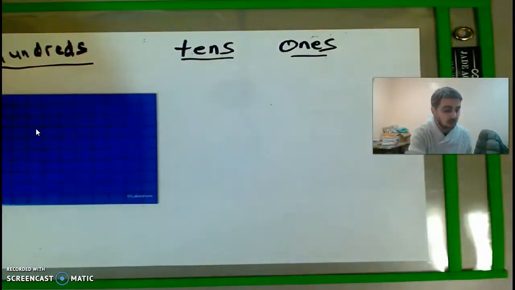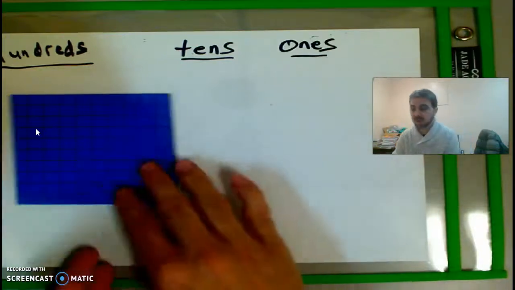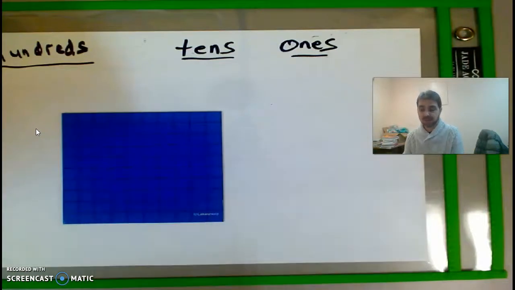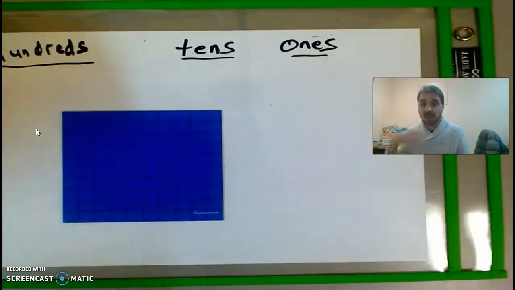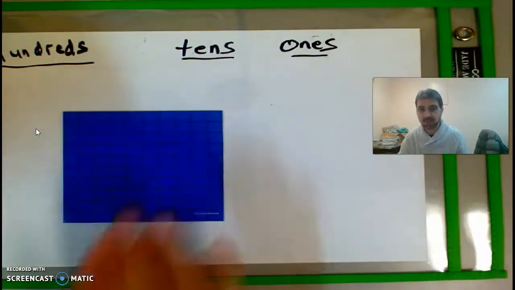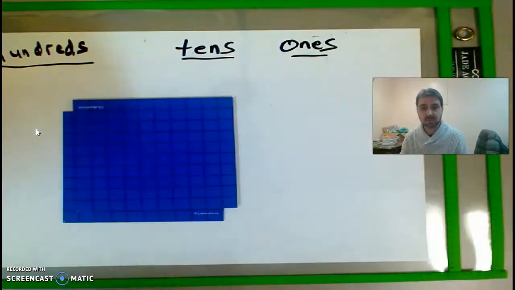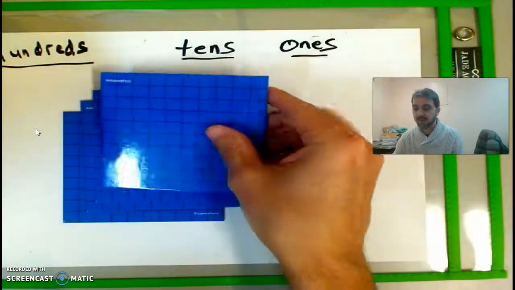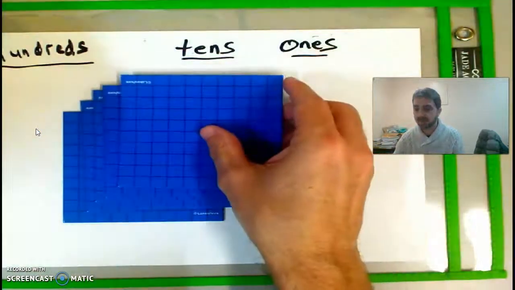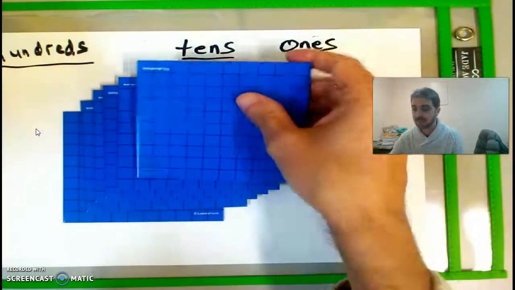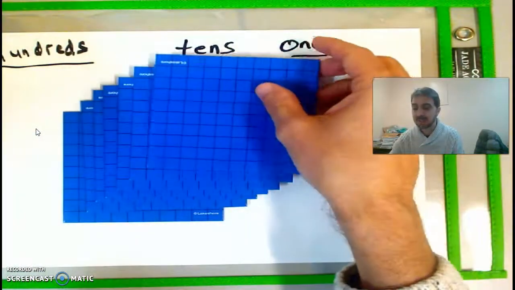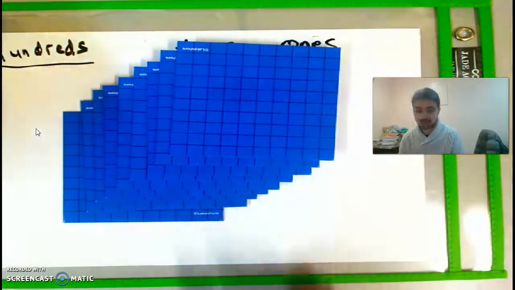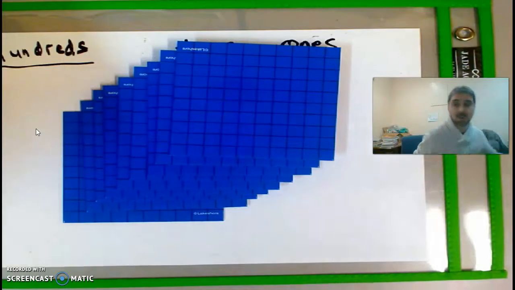Now we can also count by hundreds. It's harder to do because they're bigger, but every time I put one down, let's count by 100. I want you to say it out loud with me. 100, 200, 300. You can kind of see the corners there, right? 400, 500, 600, 700, 800, 900.